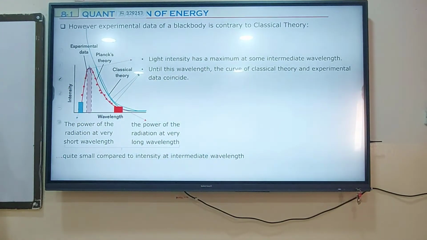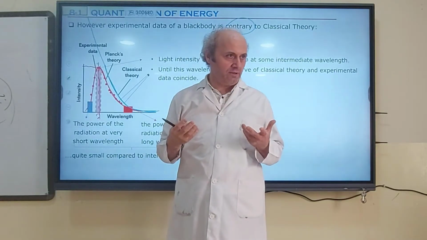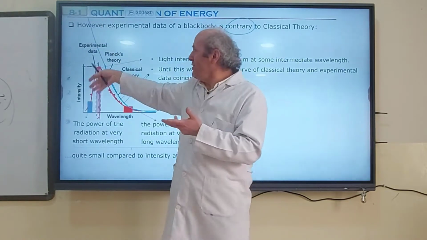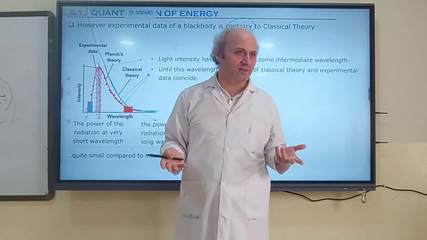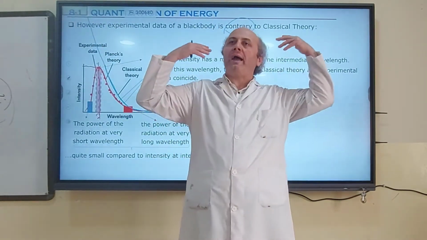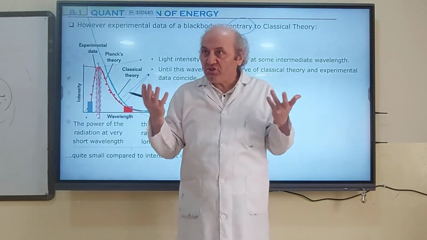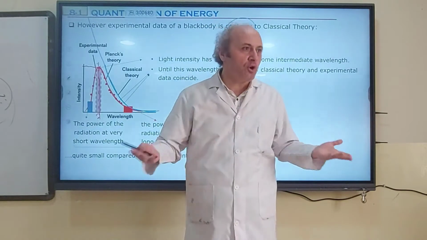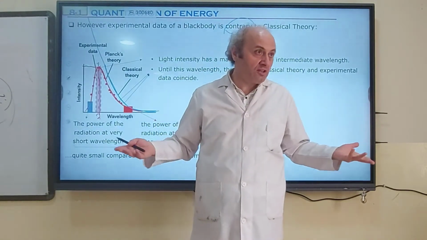Ultraviolet catastrophe. Catastrophe, you know what it means? Disaster. They named this contradiction a disaster, because all the predictions until that time were destroyed. This is a catastrophe.